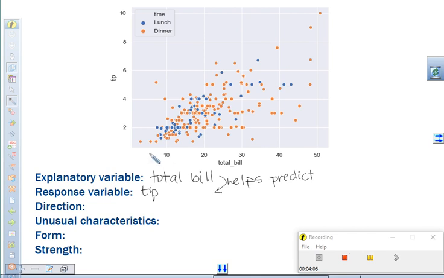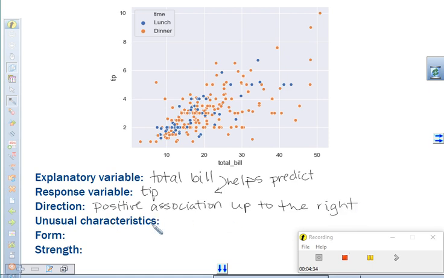Now my direction, I can see that it's going up and to the right, so as the total bill increases, in general, we are seeing the tip increase. So our direction would be a positive association, up to the right.